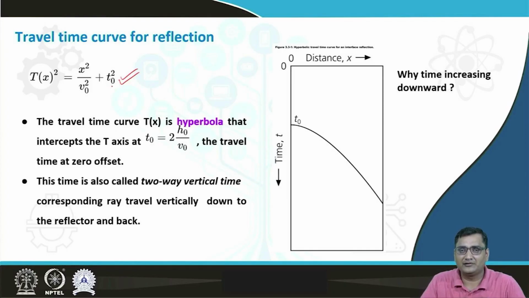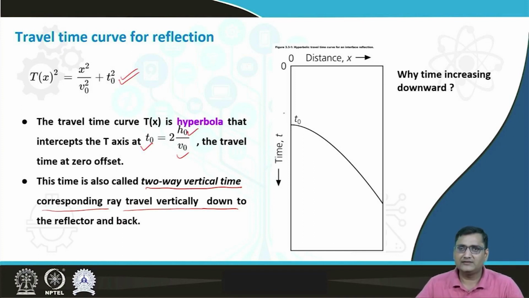If we keep x equal to 0 for the zero offset distance, then you will find that you remain with t square equal to t naught square. And t naught is nothing but the two-way travel time if the zero offset is there. That means if you want to calculate t naught, then you can take just the two-way travel distance, that means 2 times the thickness of the layer, that is h naught, divided by v naught. Then t naught will be equal to 2 h naught by v naught, and it is also known as the two-way vertical time. And two-way vertical time corresponds to the ray traveling vertically down to the reflector and back.